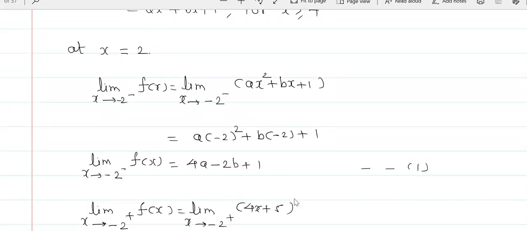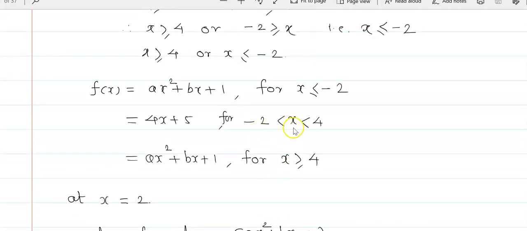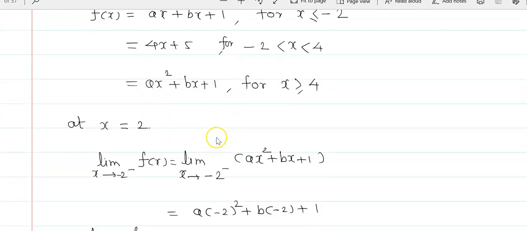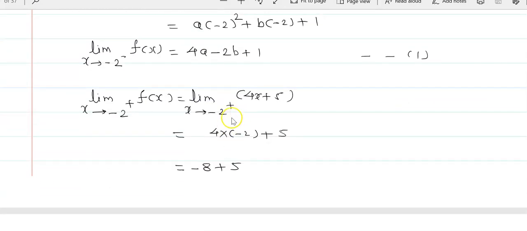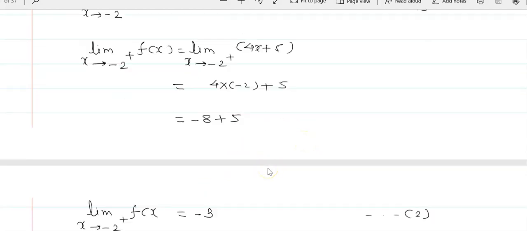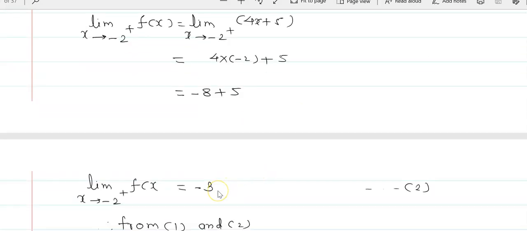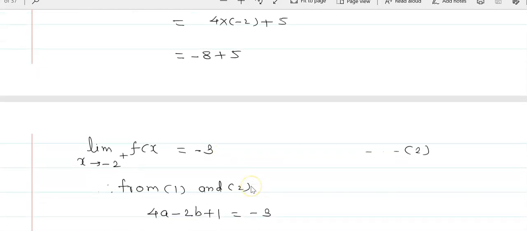Now we will take the right hand side limit. For that, the function is 4x + 5. This is the right hand side limit, because the value of x is greater than −2. In this case, we take the limit and replace x by −2. That is 4(−2) + 5, so you will get −8 + 5. Overall, you will get the limit is −3 for the right hand side limit at x = −2.